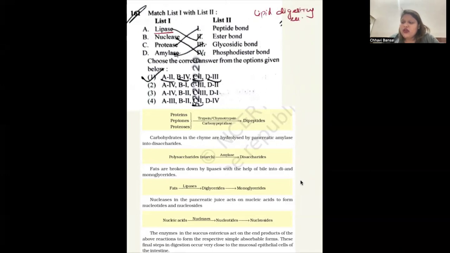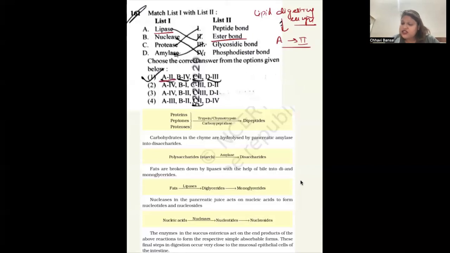Okay, so lipid has what type of bond? It has an ester bond between glycerol and the fatty acids, right? So lipase is going to digest the ester bond. It means for A, option 2 is there. Fine. Now, let's see. If you see option A with 2, that is the correct answer.